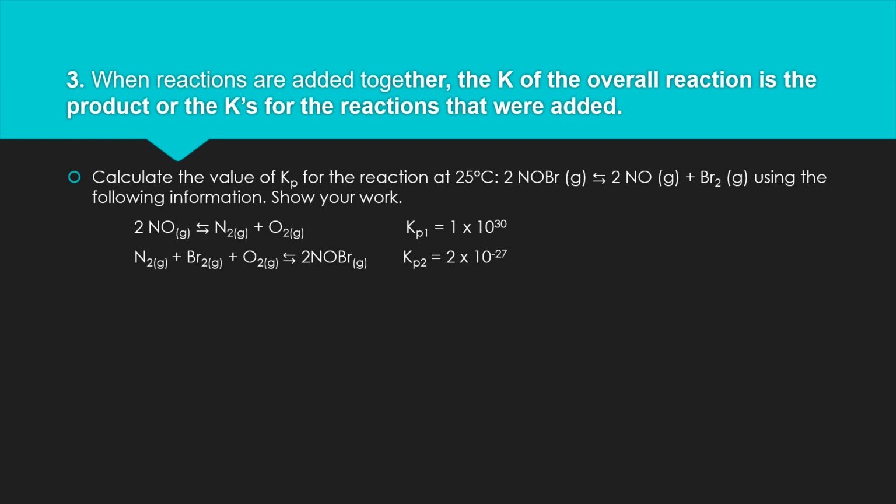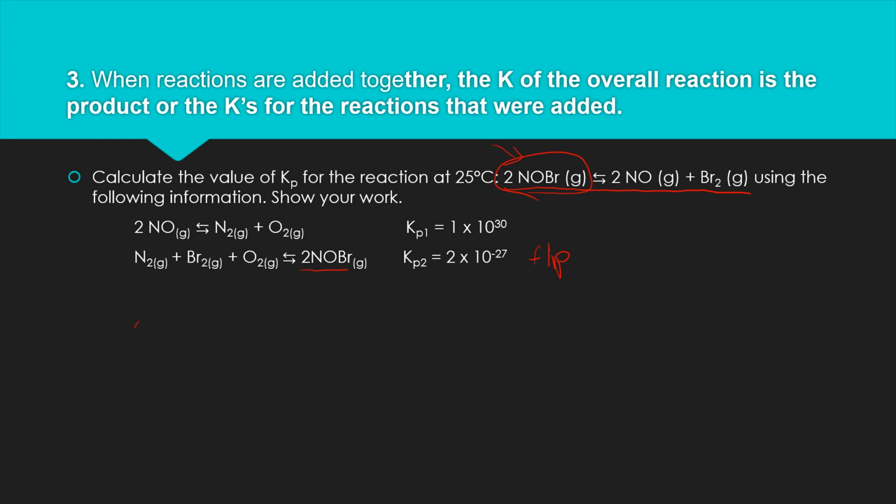It says calculate the value of Kp for the reaction at 25 degrees Celsius. And we are given a reaction, so we have NOBr making NO and Br2. And we have a couple of reactions given to us. Just like in the last unit, we want to start with just one chemical and find it and see what we need to change about it. So I need my NOBr. I can see it in my second reaction here. It's on the right side of the arrows where I need it to be on the left side of the arrows up here. So I'm going to need to flip this reaction and then take care of K.